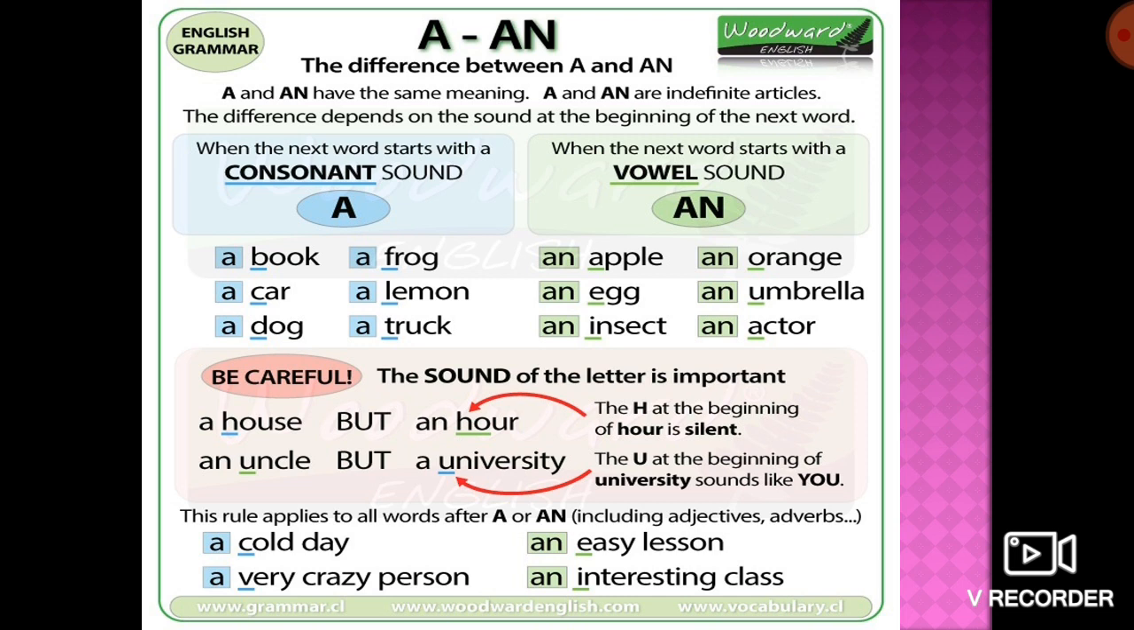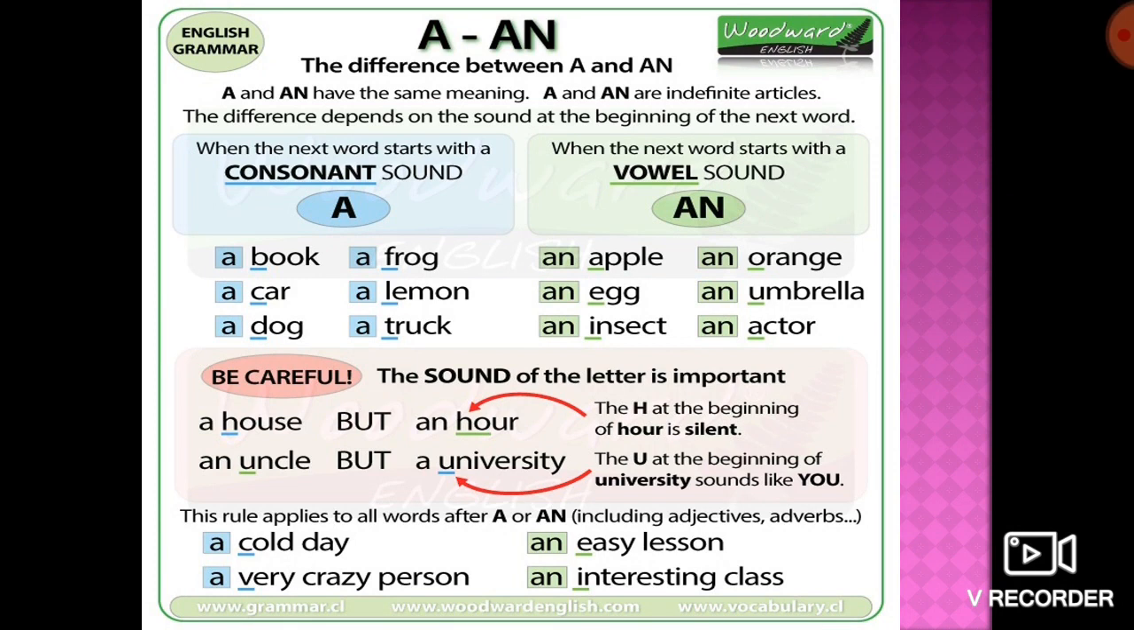When the next word starts with a vowel sound, an is used. For example, an apple, an egg, an insect, an orange, an umbrella, an actor. And all of you know there are 5 vowel sounds. Which are they? A, E, I, O, U. Now here, all the words which begin with A, E, I, O, U are vowel sounds. And here an is used before these words.